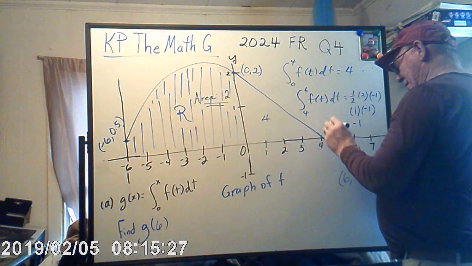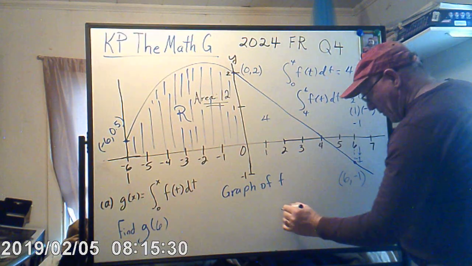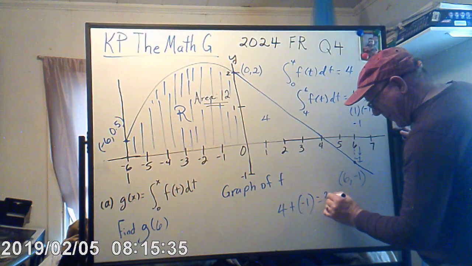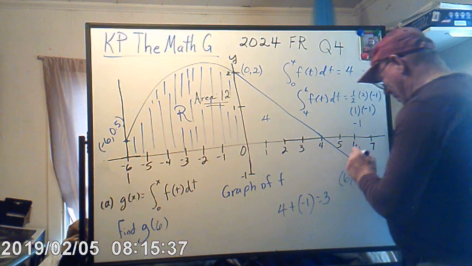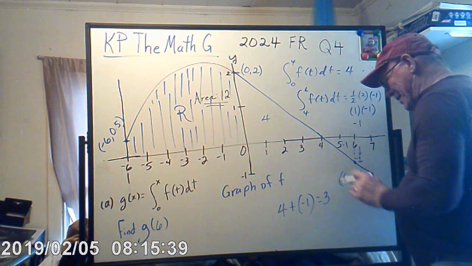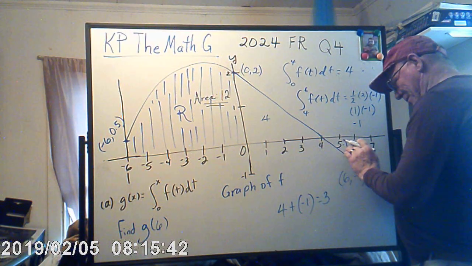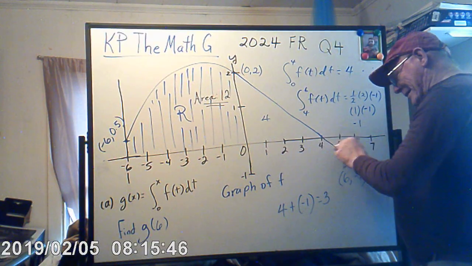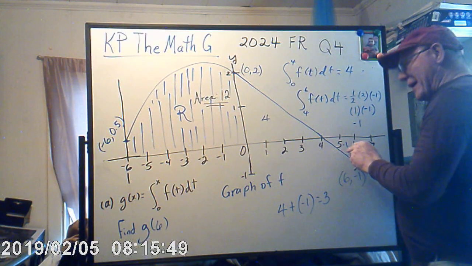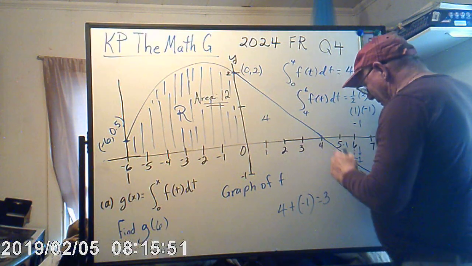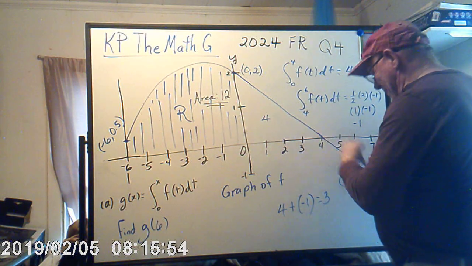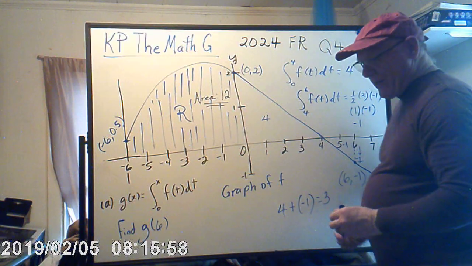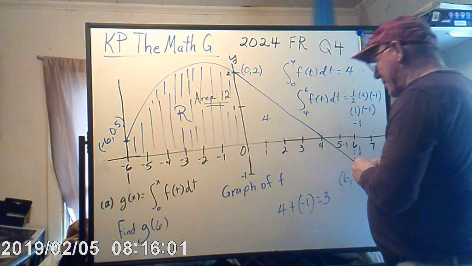So really what you got is 4 plus negative 1 equals 3. And there you go. This portion here is negative 1. So 4 plus negative 1 is 3. And remember, anything below the x-axis, you have to take it to be negative. Even though area is considered to be positive, when it's below the x-axis, we are going to take the negative in this case. And so 4 plus negative 1 is 3.